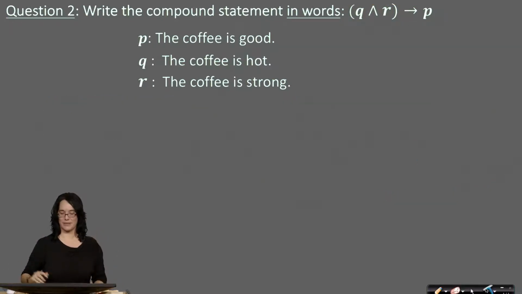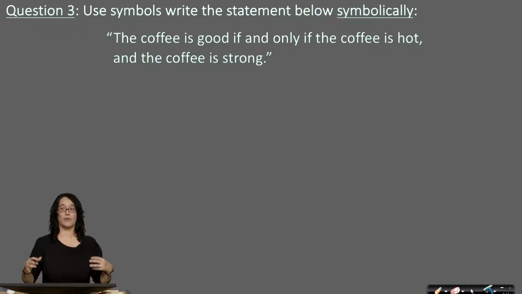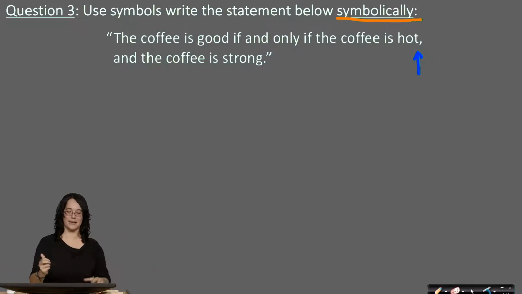Okay, let's try another one that's common. How about going the other way, right? Using the same P, Q, and R from our previous example, could you rewrite this statement symbolically? So take a moment and see if you can go back and write this symbolically. What does it say here? It says the coffee is good if and only if the coffee is hot. And then there's a comma, and the coffee is strong. Okay, so that's telling us something, that everything before that comma is together, right? So I'm going to put parentheses because of that comma there. And then I'm going to put the and because of this connective.